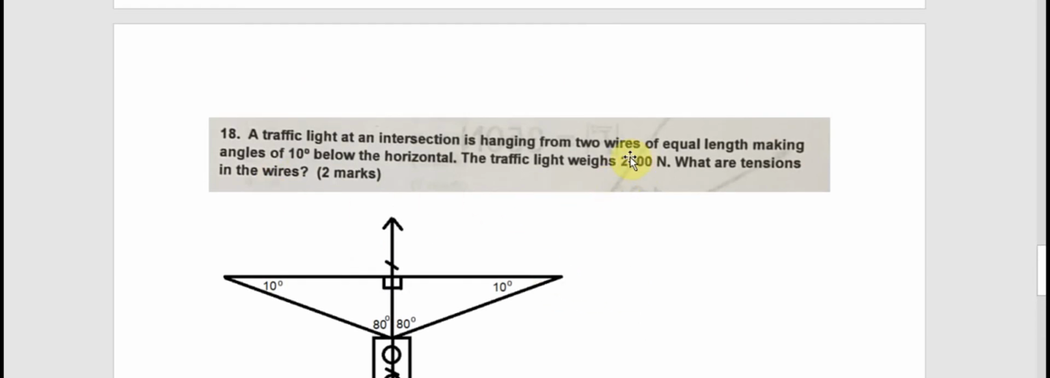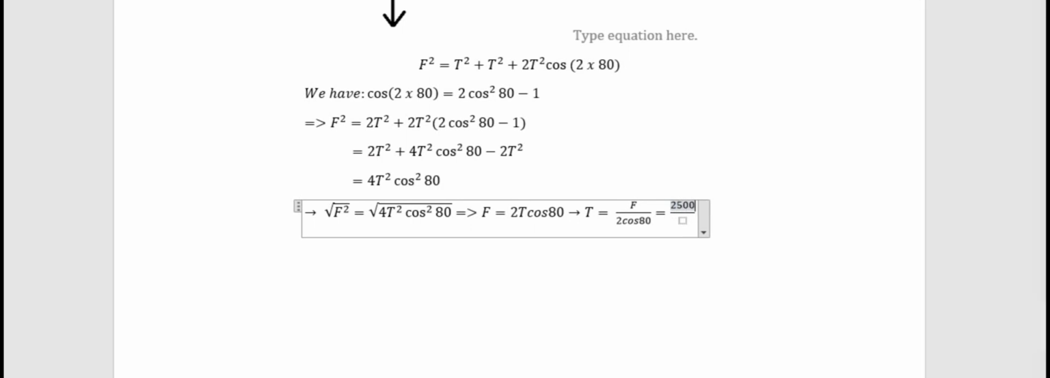Now we put the square root on both sides. Now we need to find the T. F is the force, and we have the force as this number. Now we just calculate this.